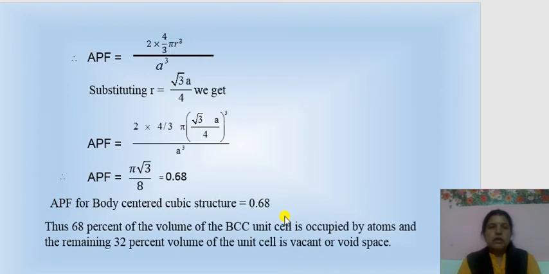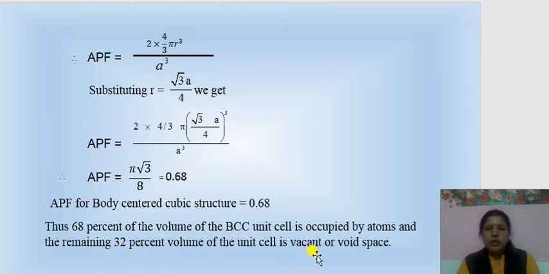Substituting r equal to root 3 A by 4, we get 2 into 4 by 3 pi times root 3 A by 4 cubed, divided by A cube, and that gives pi root 3 by 8. It is equal to 0.68. Atomic packing fraction for body centered cubic structure is 0.68. This means that 68% of the volume is occupied by the atoms and the remaining 32% is vacant, which is called void space.